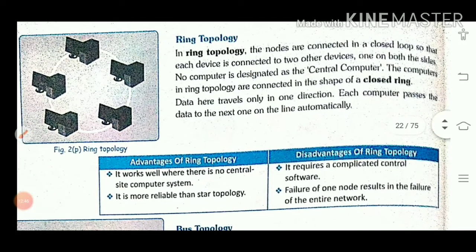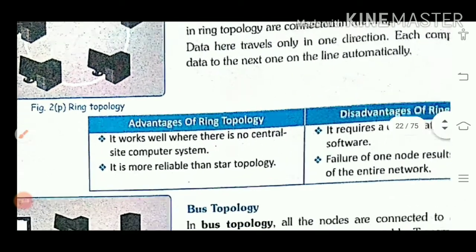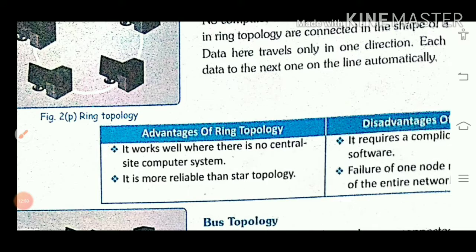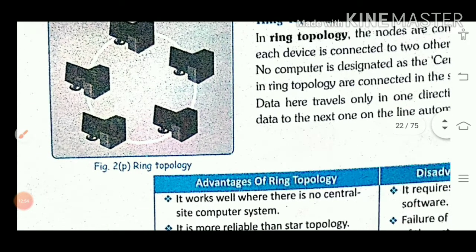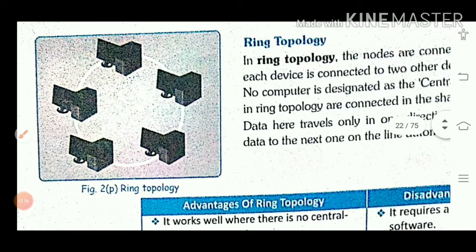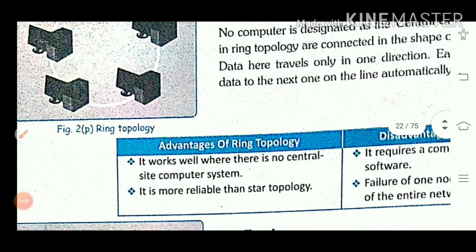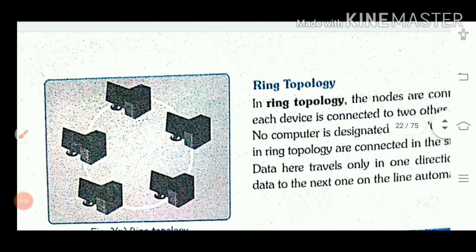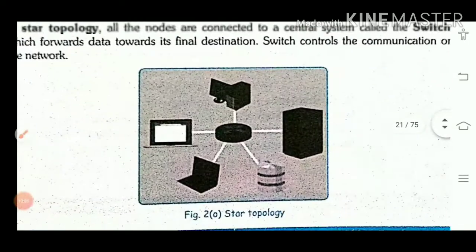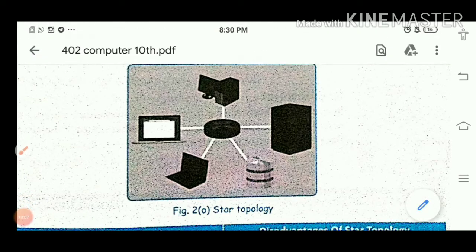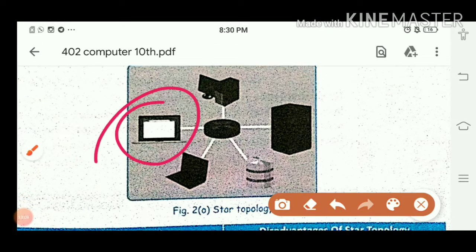What is the advantage of ring topology? It works well where there is no central computer. ठीक है. यहाँ पे किसी के पास भी authentication नहीं है, कोई भी server नहीं है. All can act as a client and server at any point of time. It is more reliable than star topology. More reliable है because in star topology, suppose this one is the server, ये वाला node है, ये fail हो गया.